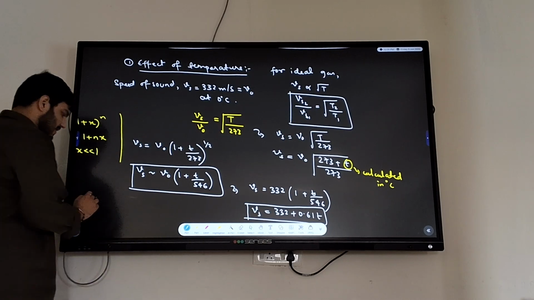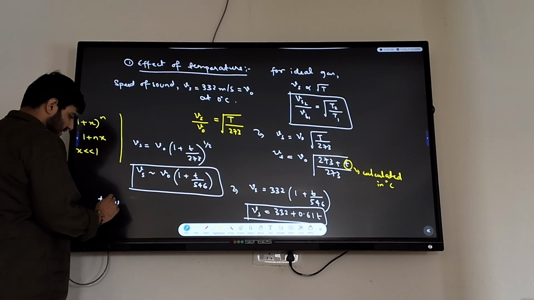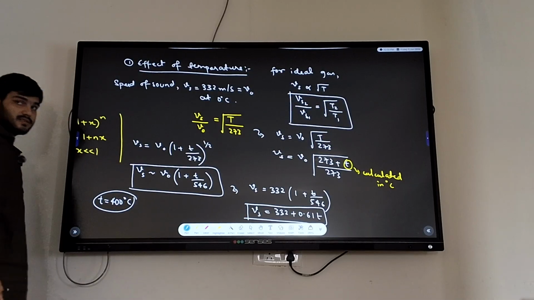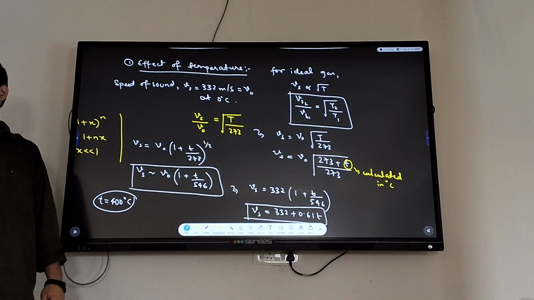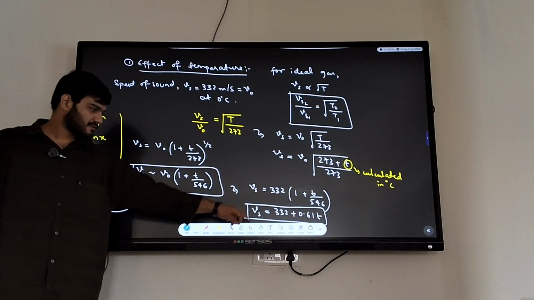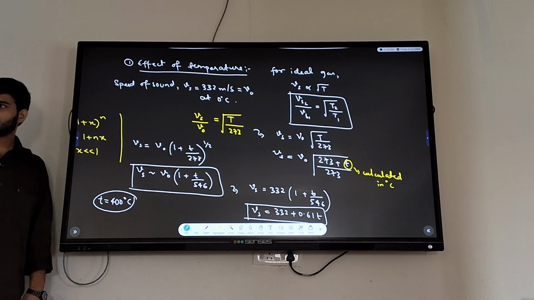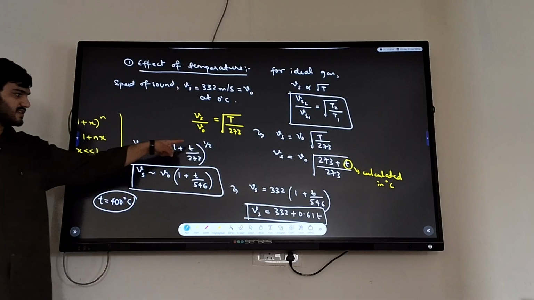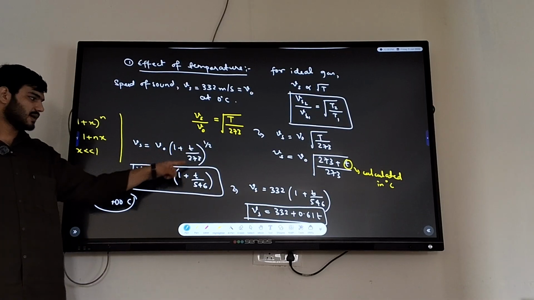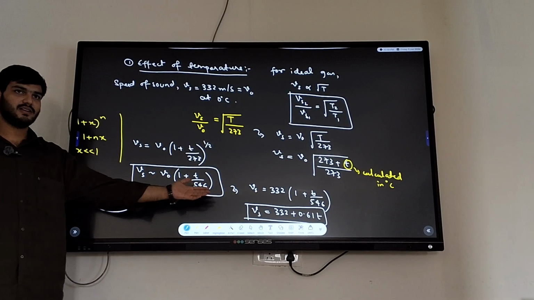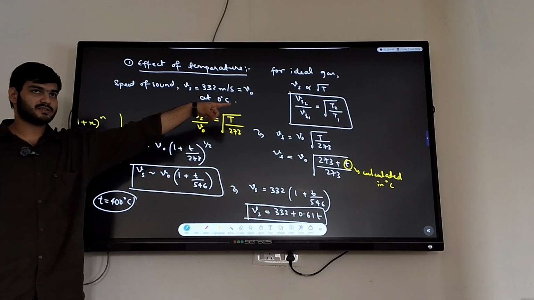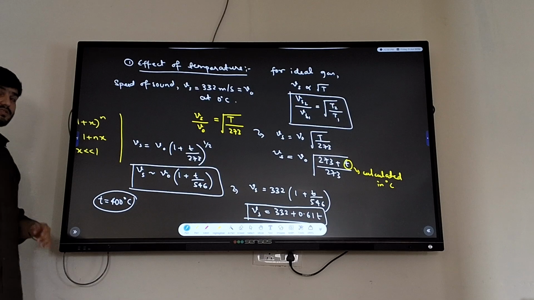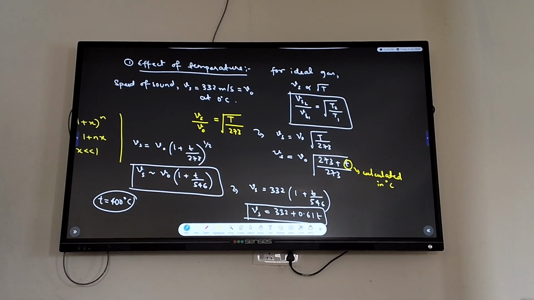Can you tell me, if your T is somewhere around 400 degrees Celsius, can you apply this equation? Can you apply this equation if T equal to 400 degrees? No. Why? Because this is not less than 1. You can't binomial approximate and get that. Then you have to rely on this equation, or else that equation. Right? So understand when to use what. Don't blindly apply anything everywhere. Okay?